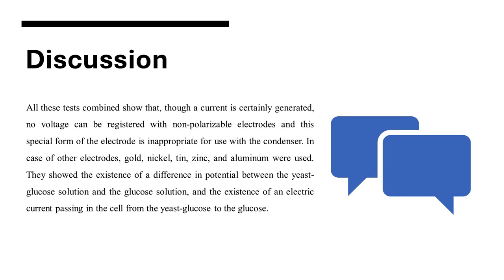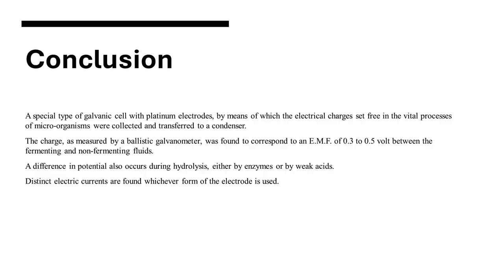In case of other electrodes, gold, nickel, tin, zinc, and aluminum were used. Conclusion. A special type of galvanic cell with platinum electrodes, by means of which the electrical charges set free in the vital processes of microorganisms were collected and transferred to a condenser. The charge, as measured by a ballistic galvanometer, was found to correspond to an EMF of 0.3 to 0.5 volt between the fermenting and non-fermenting fluids.